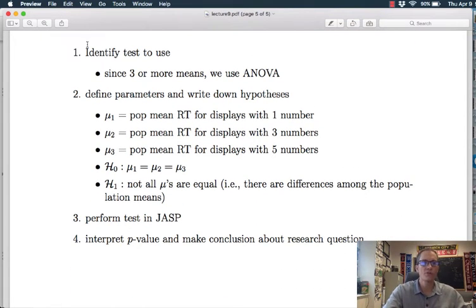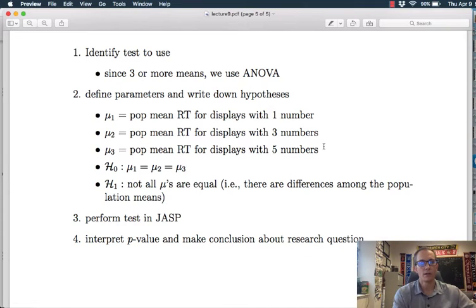Well, first step, of course, from last time, identify the test to use. Since we have 3 or more means, we have to use the ANOVA. Then we define the parameters and write down our hypotheses. Well, because we have 3 means we're comparing, we have then 3 population means, which I'll denote mu1, mu2, and mu3. Mu1 is the population mean response time for displays with 1 number. Mu2, same thing, but with 3 numbers. Mu3 is the third one. It's the same thing, but for displays with 5 numbers.